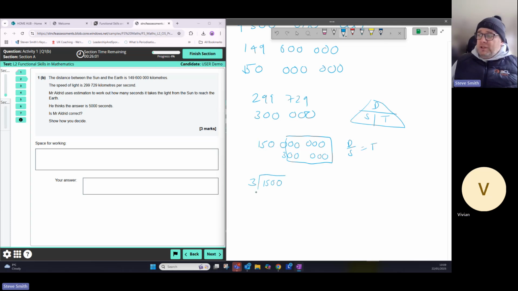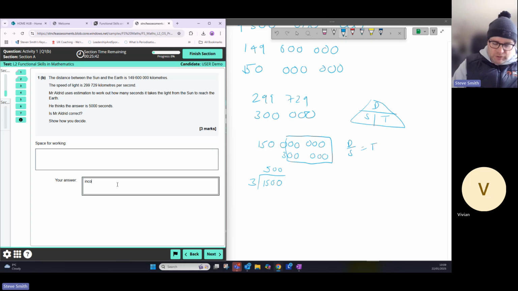And that's much more simple because we just go 3 into 15 goes 5 times. 3 into 0 is 0. 3 into 0 is 0. So we've got 500, and it's exactly the same as what it would have been had we put all those numbers in a calculator. Okay, so but it says 5,000, which is wrong. Yeah, so Mr. Aldridge is wrong, incorrect, as it is 500 seconds.